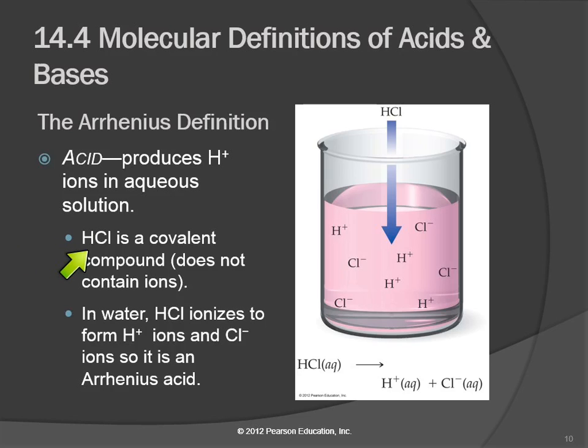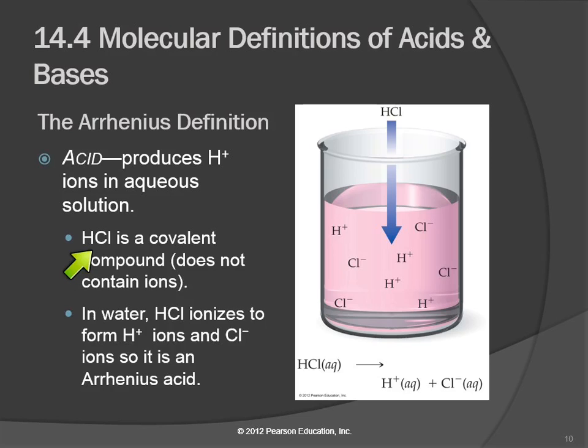Here's HCl. HCl is actually a covalent compound. It's hydrogen and chlorine covalently bonded together. But we learned to name it as an acid. But we also said these are acids if they are in aqueous solution.